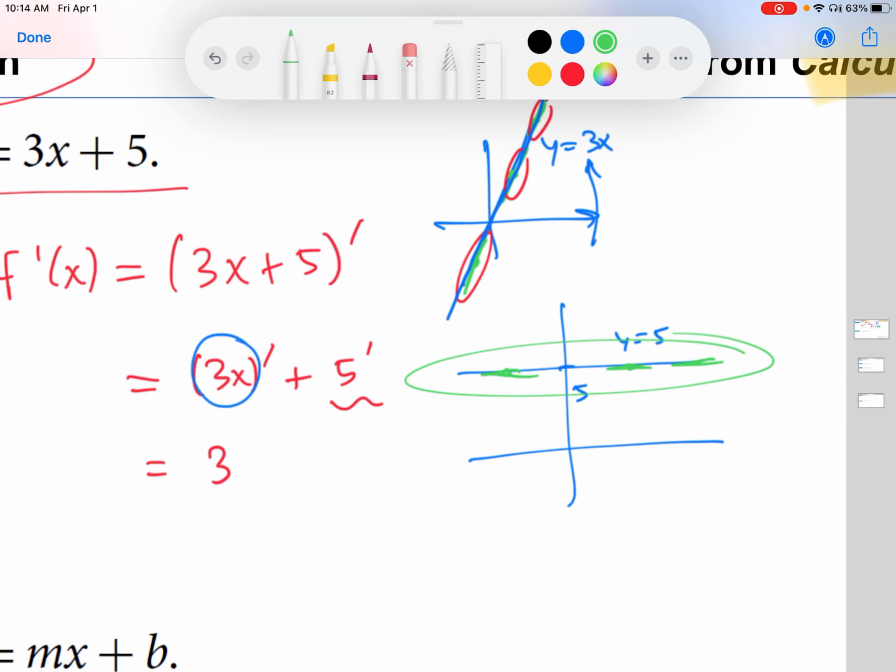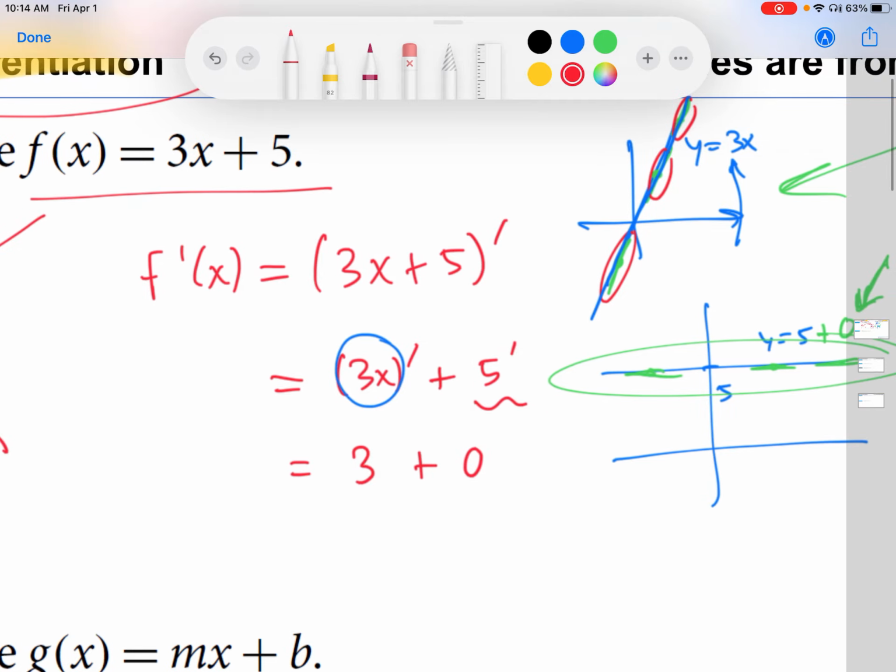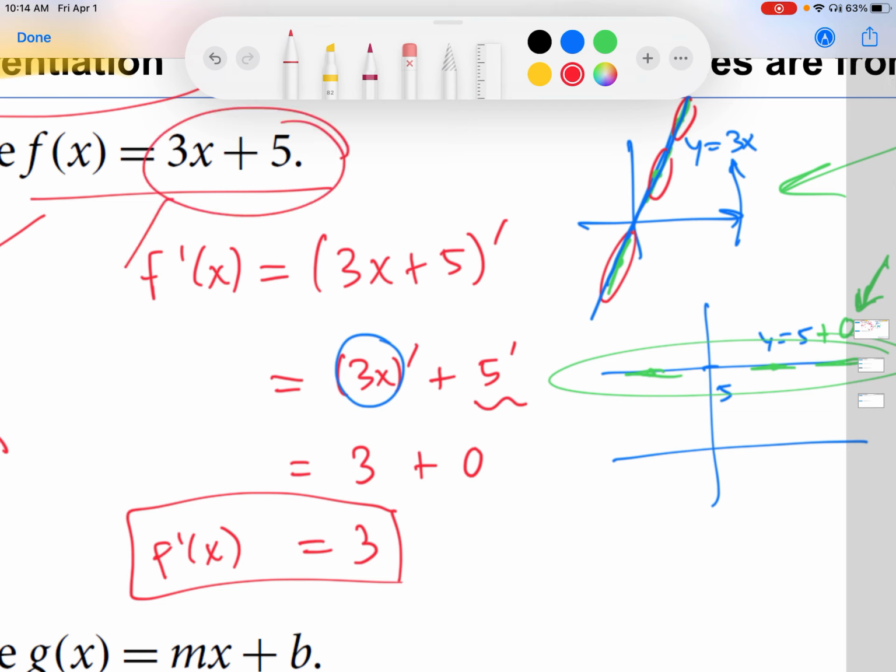It's a very special type of linear function. It's 5 plus 0x, has slope 0. So for all the same reasons we just talked about, the derivative of y equals 5 is the slope of the line y equals 5, which is 0. So the derivative here is 0. Long story short, conclusion, the derivative of 3x plus 5 is 3. Should make sense because this is a line with slope 3, and everything we just talked about tells us that the derivative is the same as the slope of the line for a linear function.